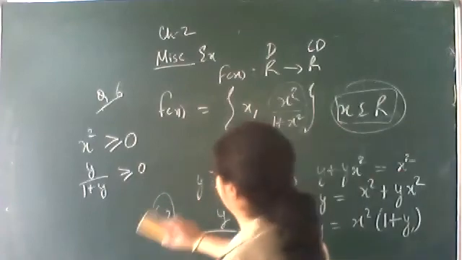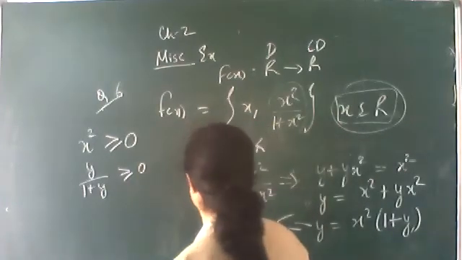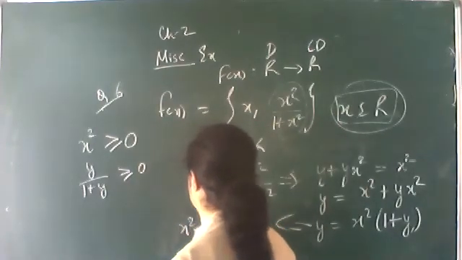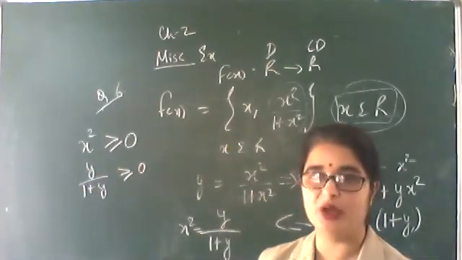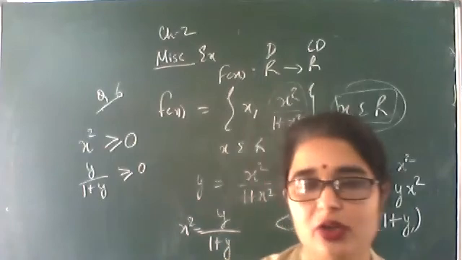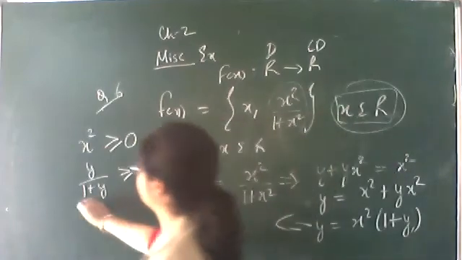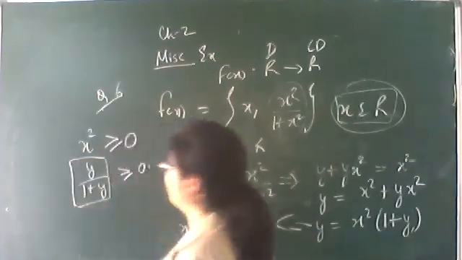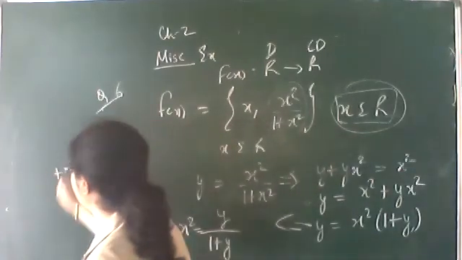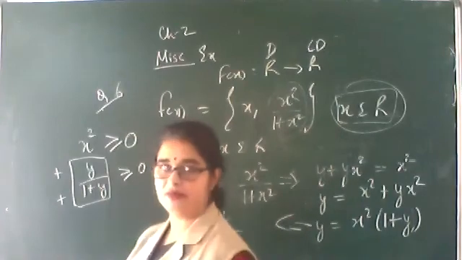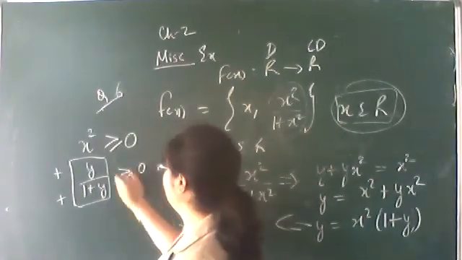y upon 1 plus y will always be what? Greater than or equal to 0. Now this is a general form of a rational function, y upon 1 plus y. And you all know when this value will be positive. Any one of you can tell: when the numerator is positive and the denominator is also positive, then only this value will be positive.